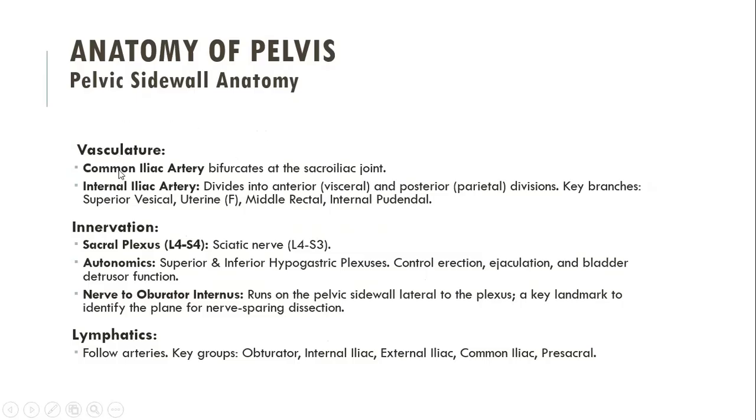Now, what is the important vasculature in the pelvis? What is the innervation in the pelvis? And what are the lymphatics? In the vasculature, you see the common iliac artery is an important artery, and it bifurcates at the sacroiliac joint. There is also the internal iliac artery that supplies the pelvis and it divides into anterior, that is visceral, and posterior, that is parietal divisions.